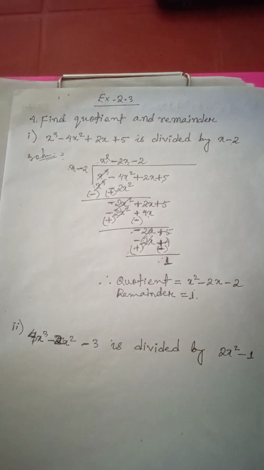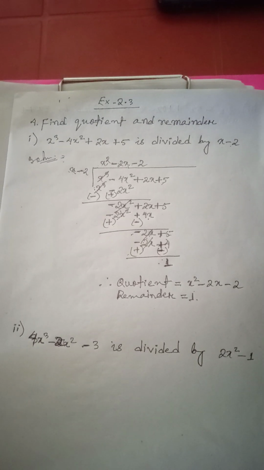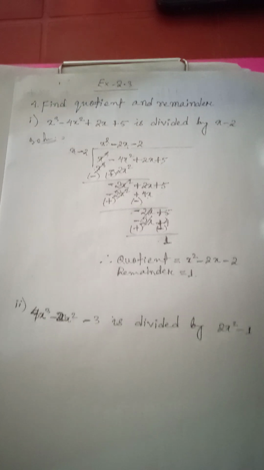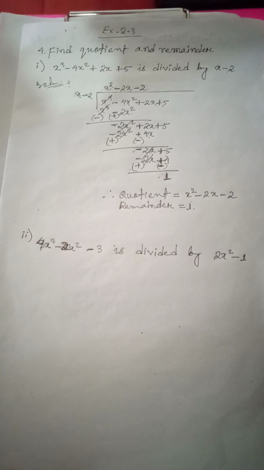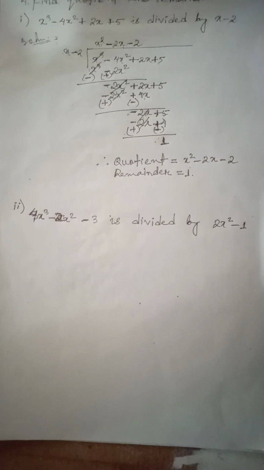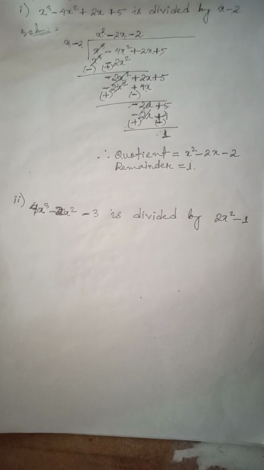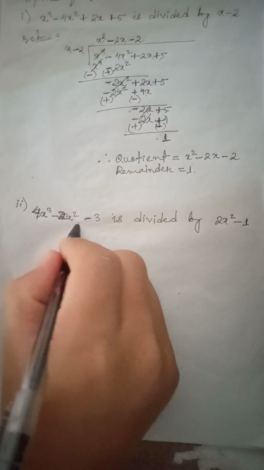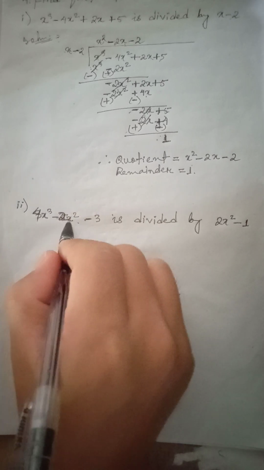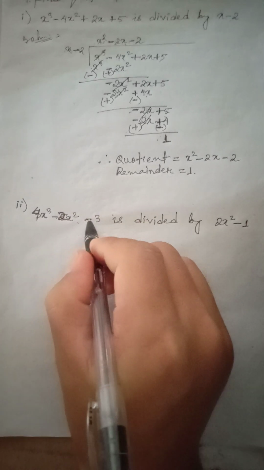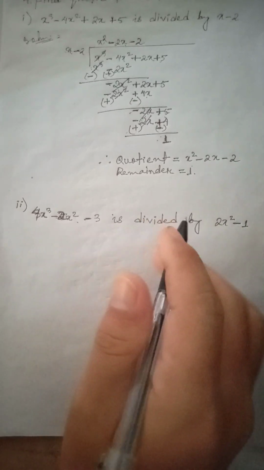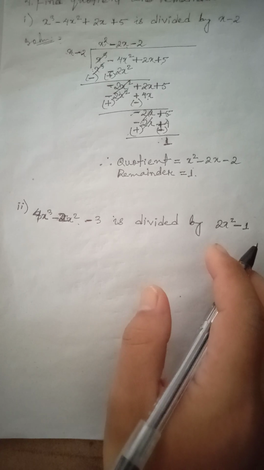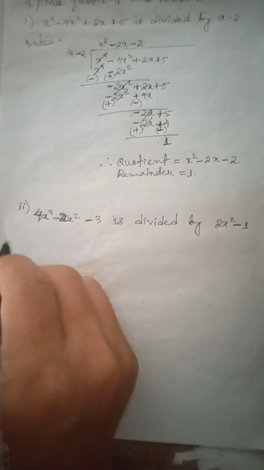Roman number 1 is done. Now let us move to Roman number 2. As we can see in Roman number 2, we are given a polynomial, 4x cubed minus 2x squared minus 3, which is divided by 2x squared minus 1. After that, we will get some quotient as well as remainder. That's what we are going to find here.